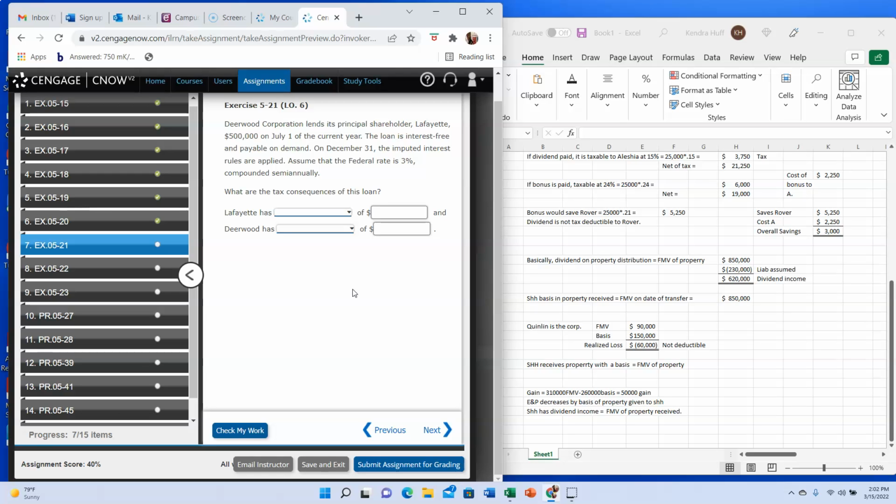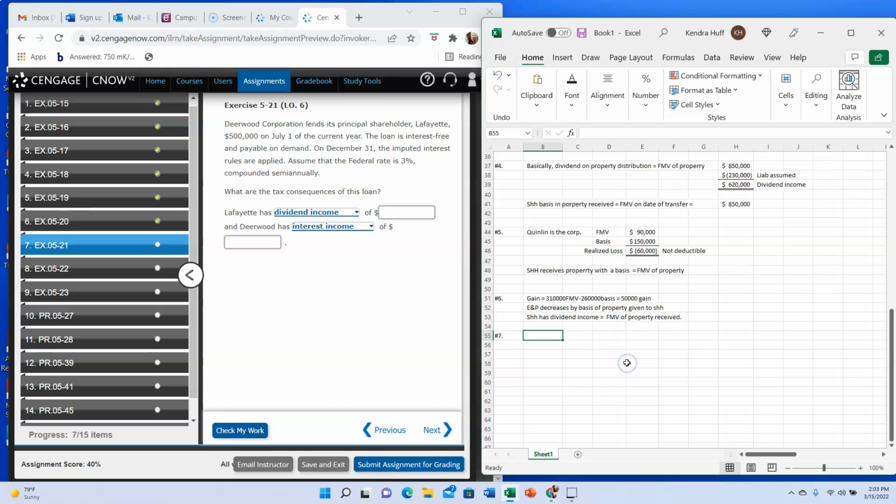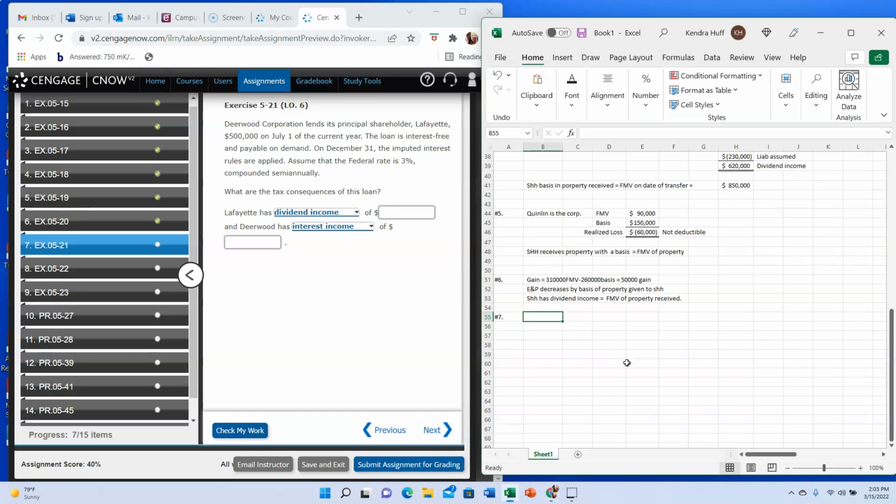All right, so Lafayette is the shareholder. So Lafayette has dividend income. Dero has interest income, the corporation, because you're going to act like he's actually paying interest even though he's not. And that interest that he's not having to pay is considered dividend income to him. And the amount is going to be the $500,000 note times the 3% interest times 6 out of 12 because it was July 1st.